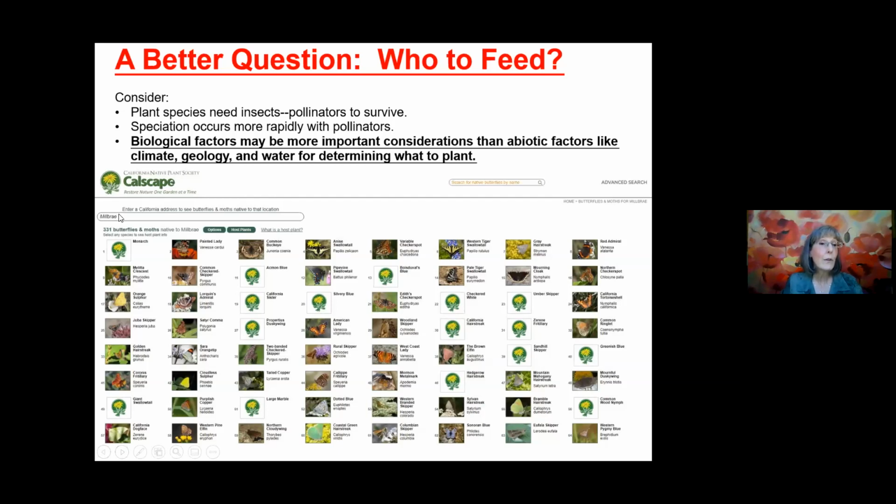Again, you can do a search on Calscape for the number of different butterflies and moths native to your location. Here in Millbrae, there are 331 species. You can click on any of these particular butterflies or moths and see what plants they eat and plant them. And if you plant these plants, you will have these creatures coming to your yard to eat them.